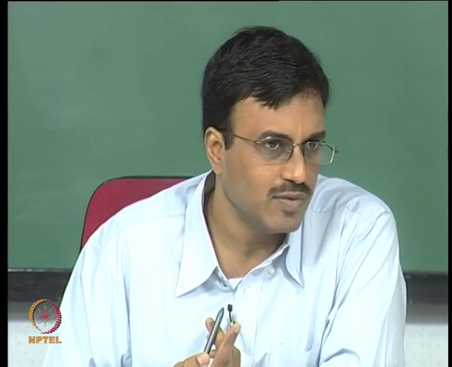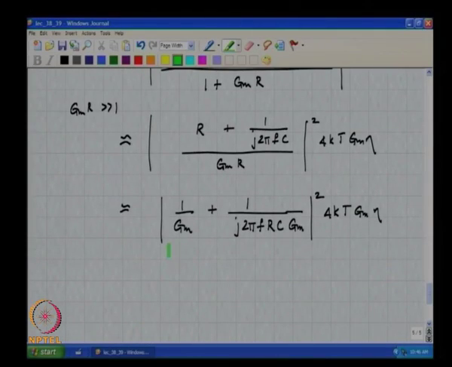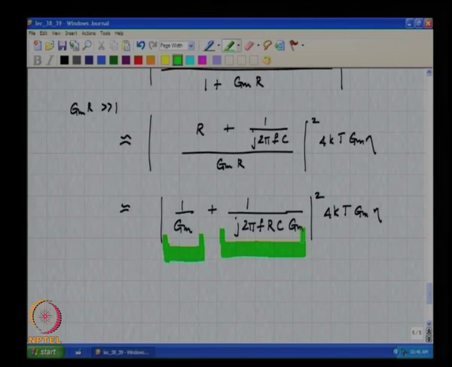At low frequencies, of course, the capacitor is an open, so the output impedance is infinite, right, and that is precisely what you see here. At high frequencies where f tends to infinity, the impedance becomes simply 1 by Gm, because this second term tends to 0, and the output noise spectral density simply becomes 1 by Gm whole square times 4 kT eta Gm.